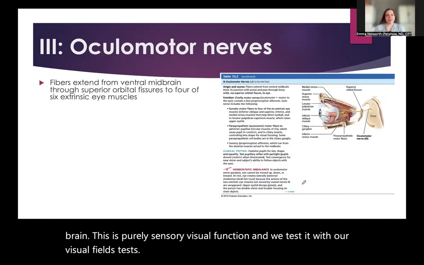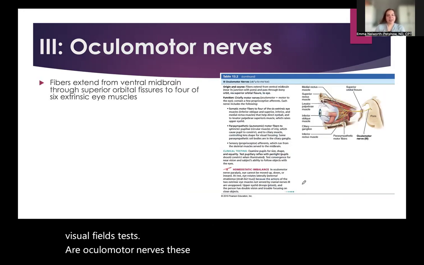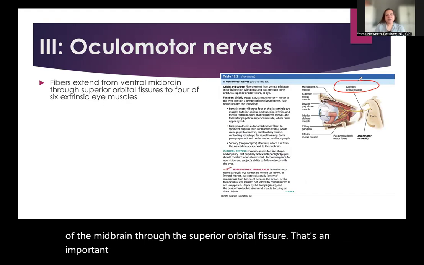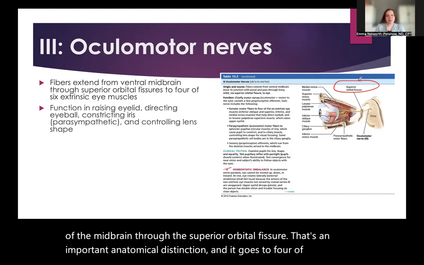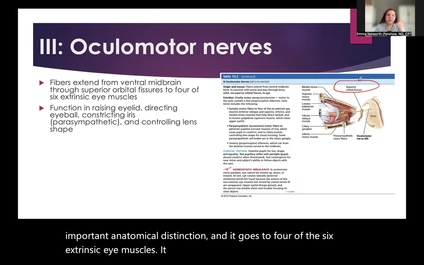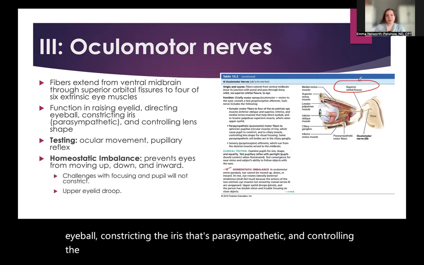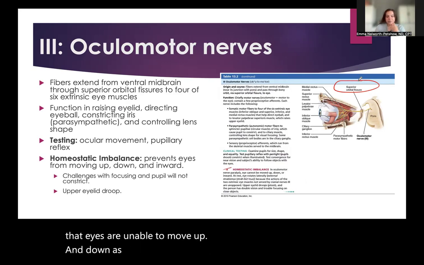Our oculomotor nerve fibers extend from the ventral aspect of the midbrain through the superior orbital fissure. That's an important anatomical distinction. It goes to four of the six extrinsic eye muscles. It helps with raising the eyelid, directing the eyeball, constricting the iris, which is parasympathetic, and controlling the lens shape. If there's damage to this nerve, you'll see the eyes are unable to move up and down as well as inward. There will also be challenges with focusing the pupil and an upper eyelid droop.